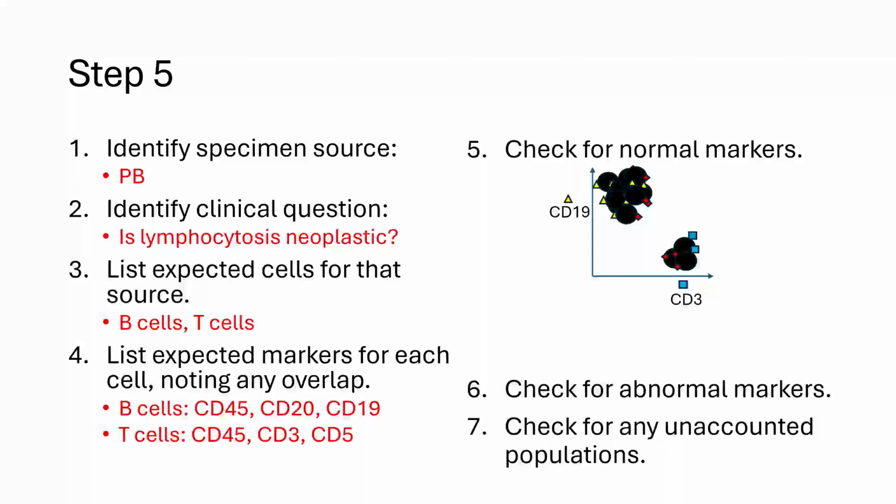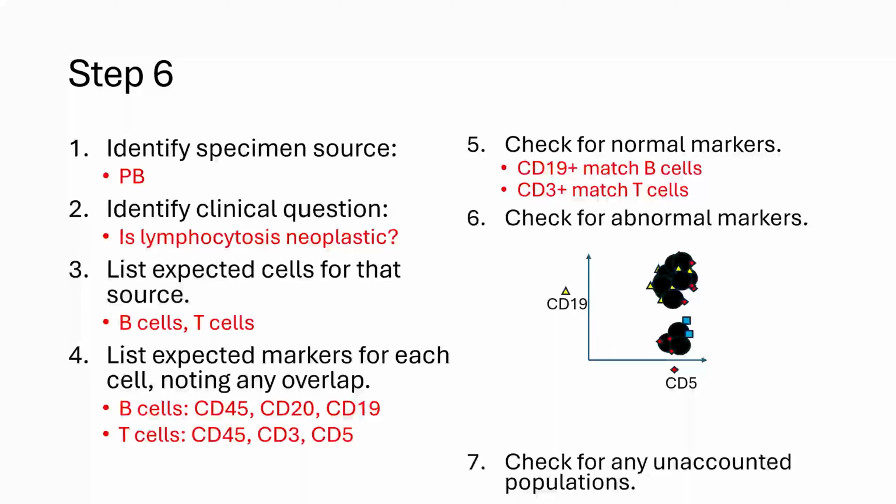Step 5, check for normal markers. In our charts, we had CD19 to pull out one population and CD3 to pull out the other population. CD19 is normally seen on B cells. CD3 is normally seen on T cells. So check and check. CD19 matches B cells and CD3 matches T cells. Then we check for abnormal markers.